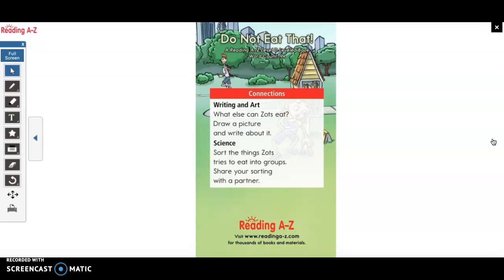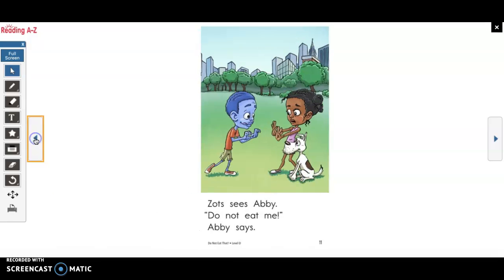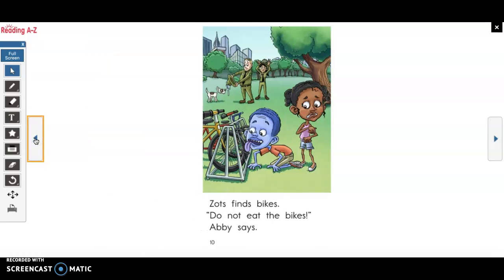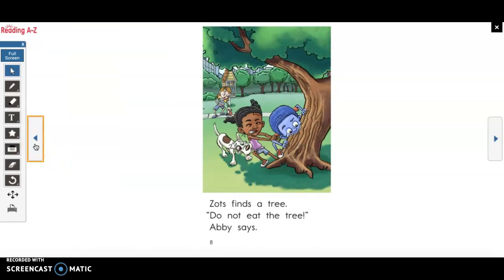You can also go through the story and see if you can find any sight words in this story. I see a few. The, not, a.